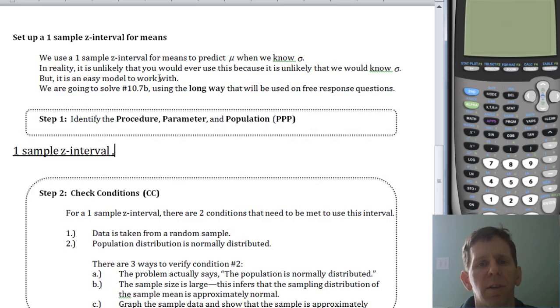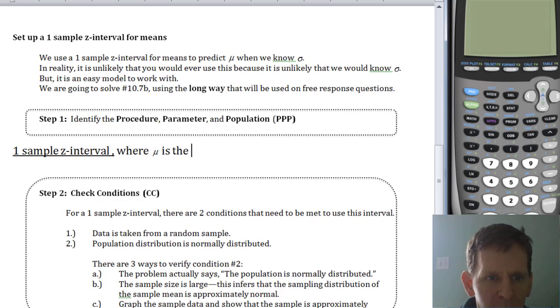You don't have to write this as a complete sentence. In fact, you can just say one sample z-interval if you want to. The parameter in this population is what we're trying to predict, and it's mu. In fact, for the first few confidence intervals we're working with, we're always going to state what mu is. What does mu stand for? Mu is the mean. The mean what?